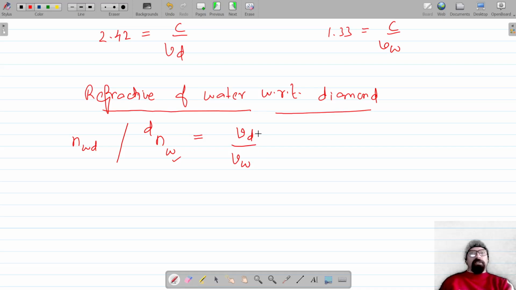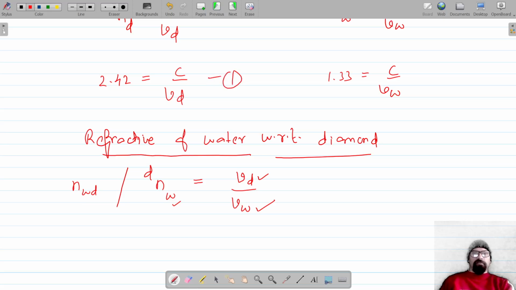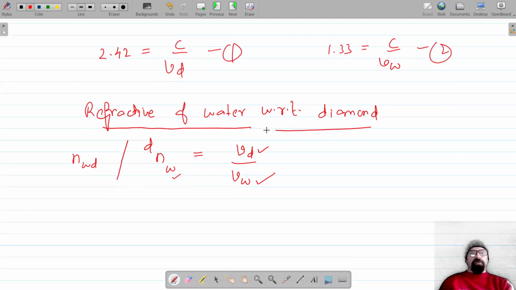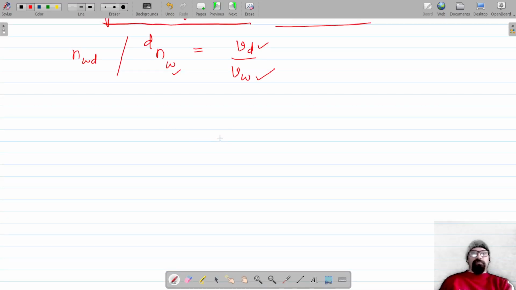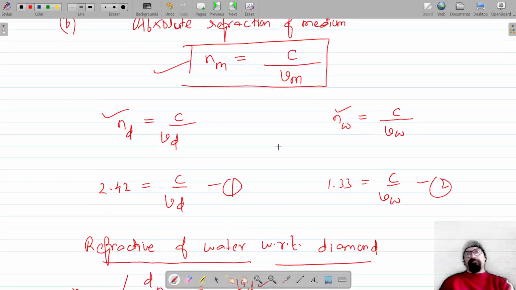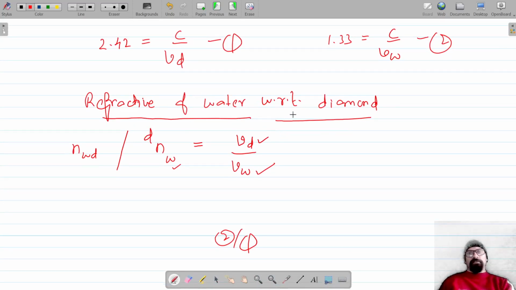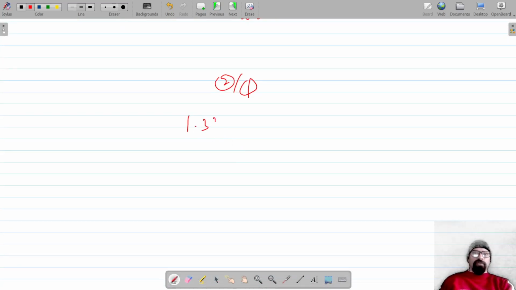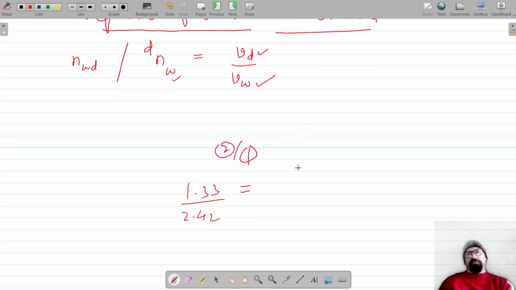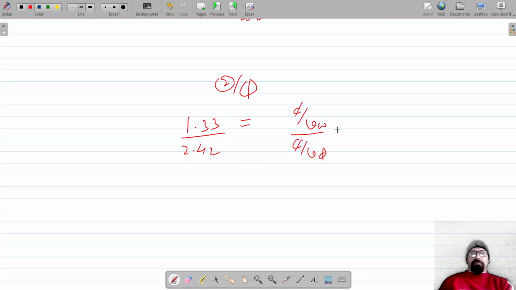Sorry, speed of light in diamond to speed of light in water. So these are the two equations, one and two. And if I divide two with one, which gives me 1.33 divided by 2.42, and this is c upon speed of light in water to c upon speed of light in diamond. Okay, so c and c get cancelled.